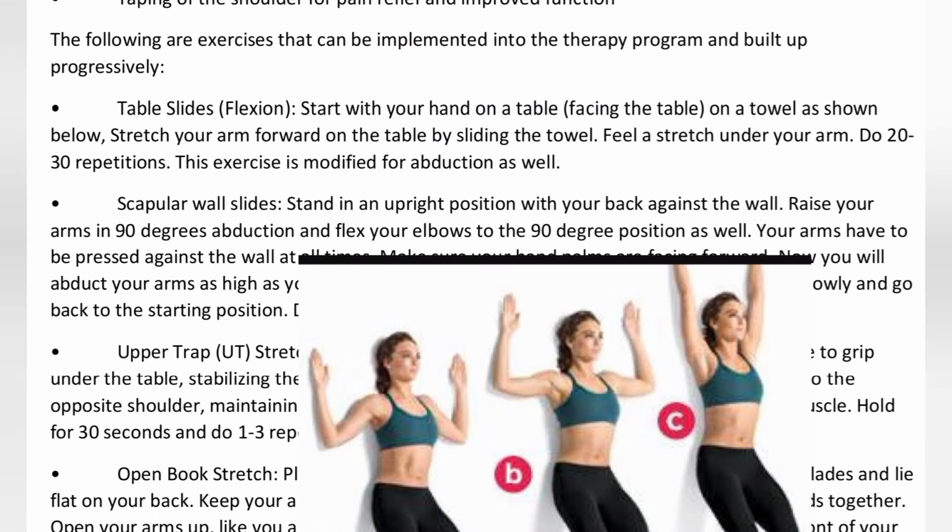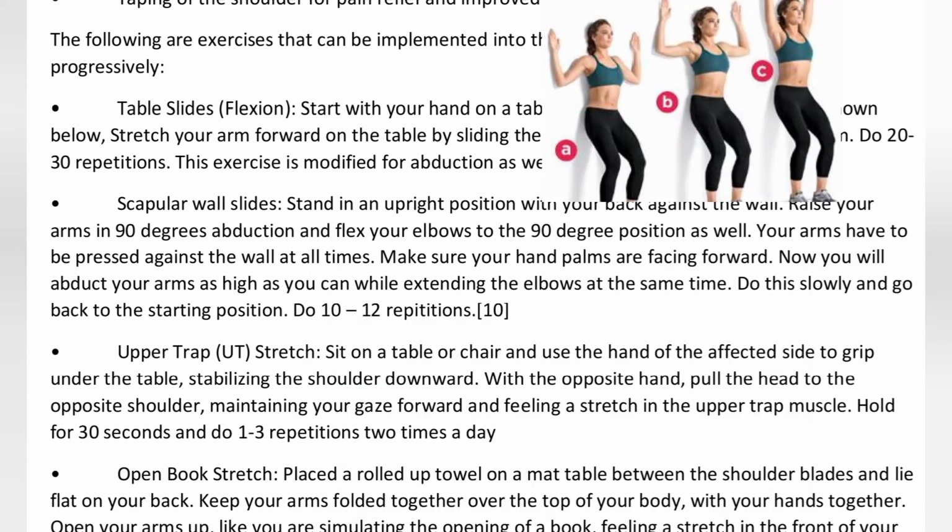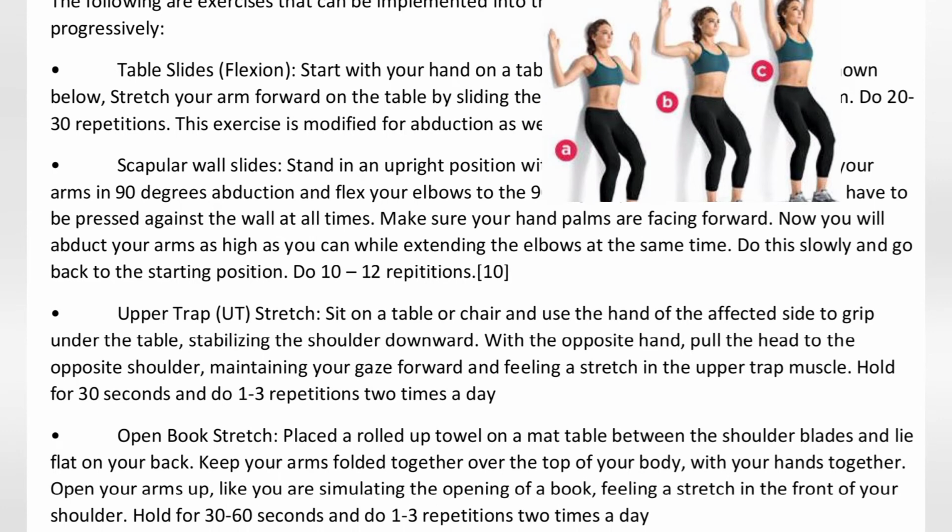Next one is a scapular wall slide. Stand in an upright position with your back against the wall. Raise your arm to 90 degrees of abduction and flex your elbow to 90 degrees against the wall. Your arm has to be pressed against the wall at all times. Make sure your palms are facing forward. Now abduct your arm as high as you can while extending the elbow at the same time. Do this slowly and go back to the starting position. Do 10 to 12 repetitions.